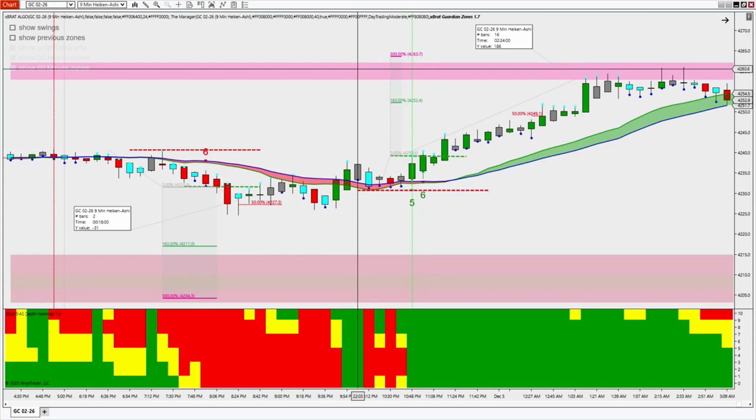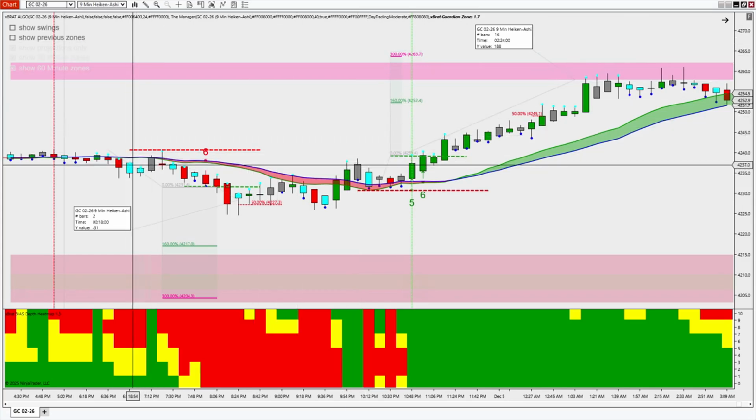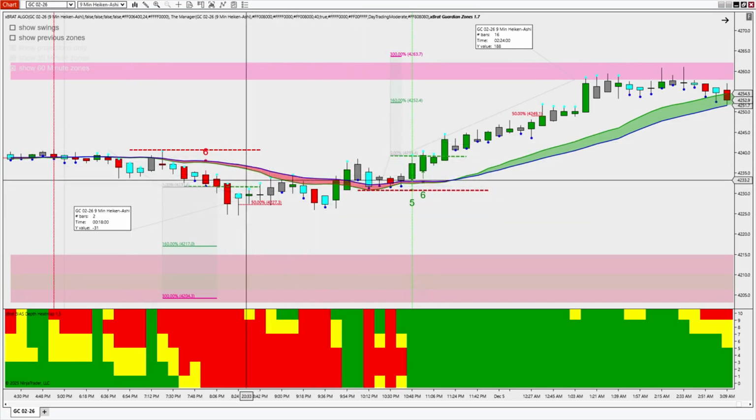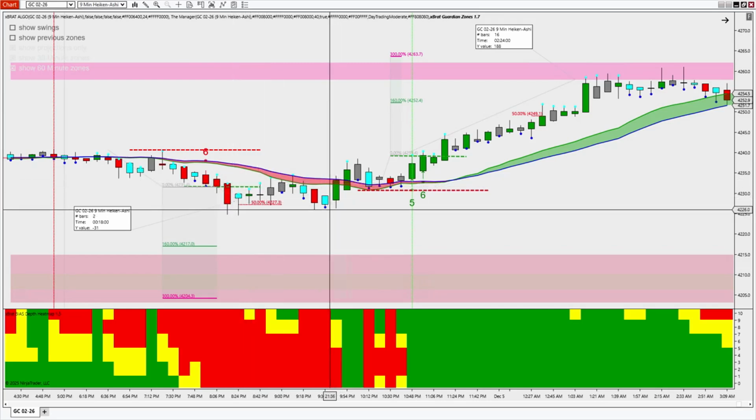That minimum risk to reward for me is 1 to 1.6. And then I've got to manage the trade. So you'll see these candles are cyan, grey, red. They've got dots up above and below. Up above is higher than average volume, and the dots below are lower than average volume.